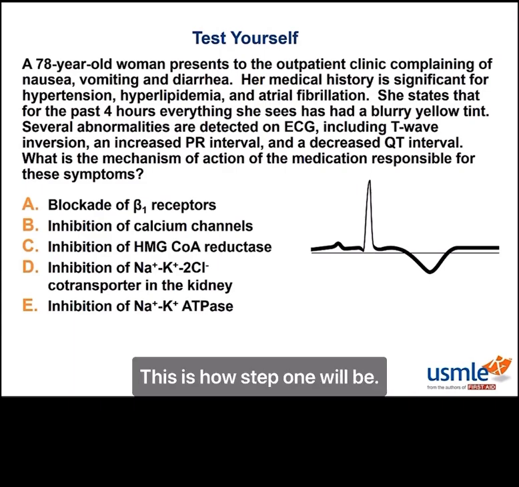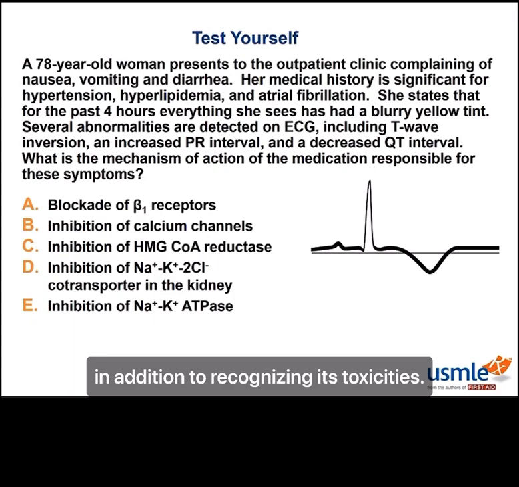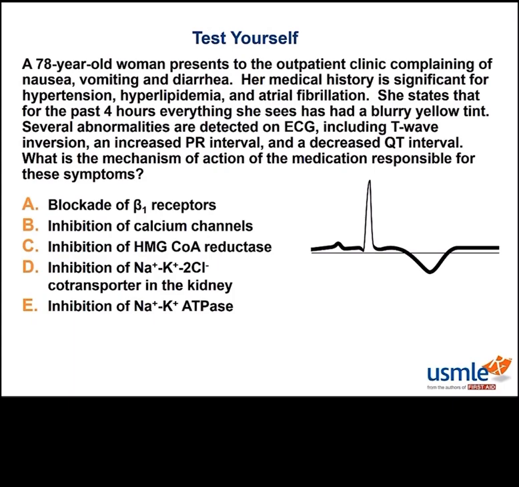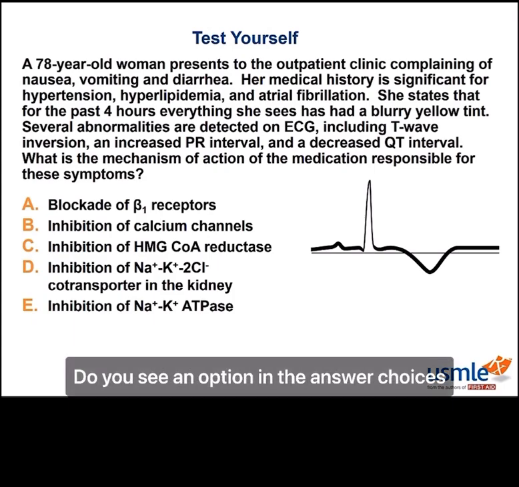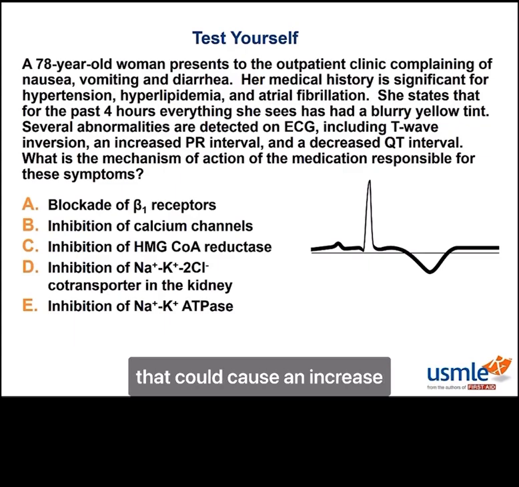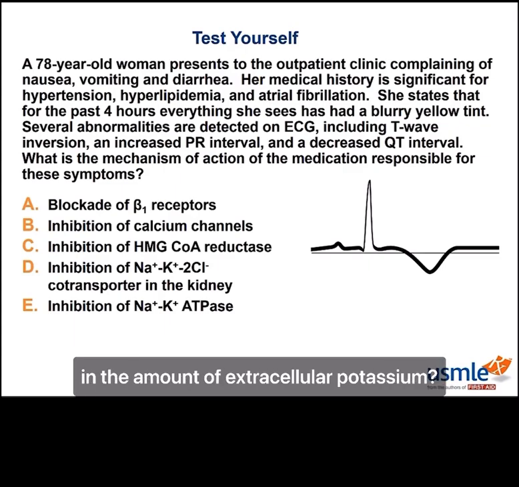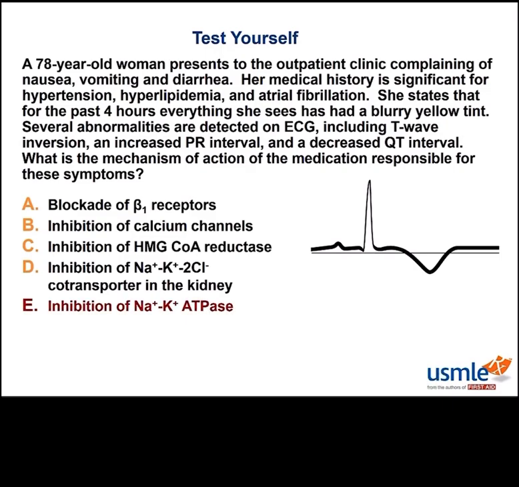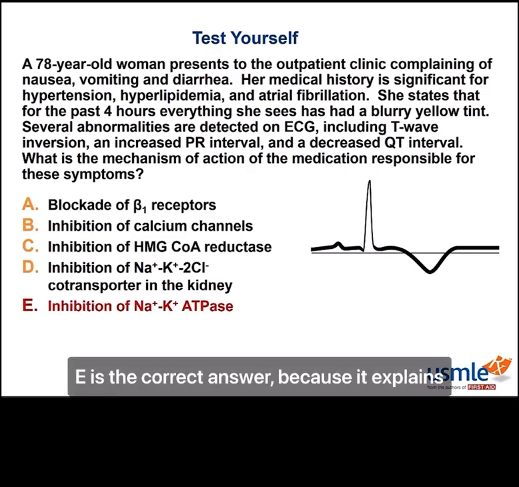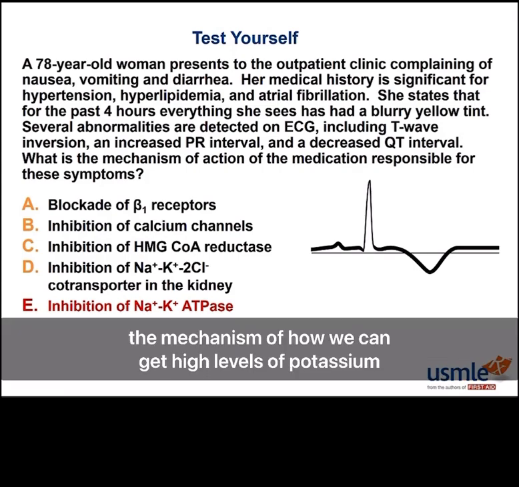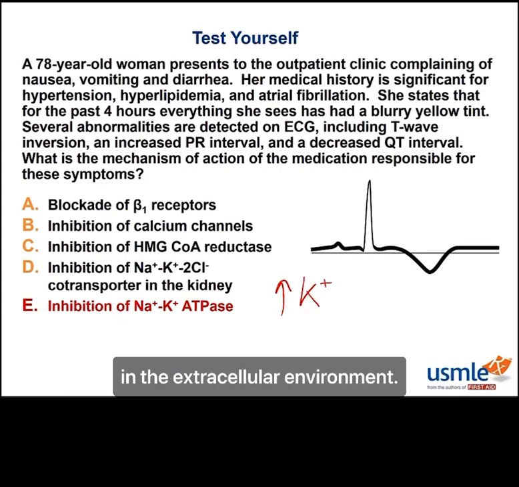This is how step 1 will be. Instead of just remembering the drug, you need to take it one step further and also remember its mechanism in addition to recognizing its toxicities. Do you see an option in the answer choices that could cause an increase in the amount of extracellular potassium? Of course you do. E is the correct answer because it explains the mechanism of how we can get high levels of potassium in the extracellular environment.